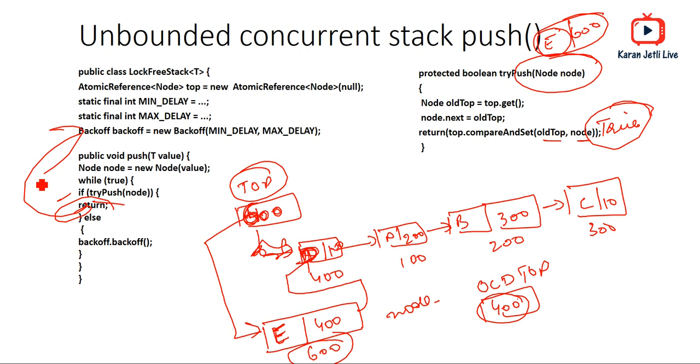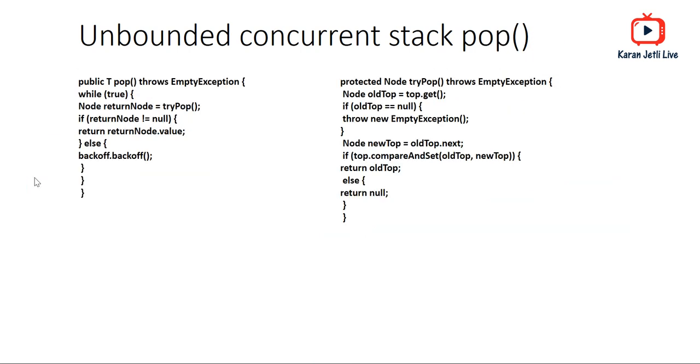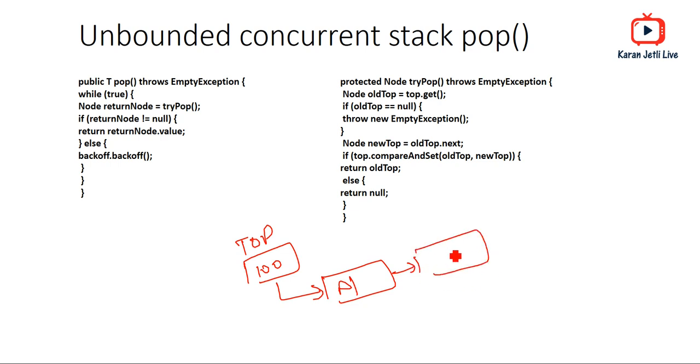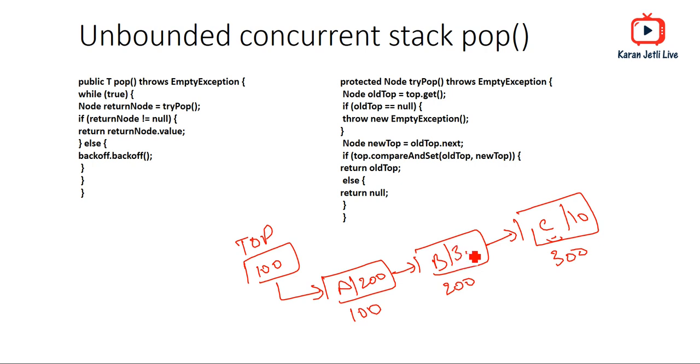So guys, I hope this is clear. So now guys, let us try with pop. Okay, now suppose this is our linked list. So this is the top, which points to 100, A, B, C. A is 100, B is 200, C is 300, next of C is null, next of A is 200, next of B is 300.